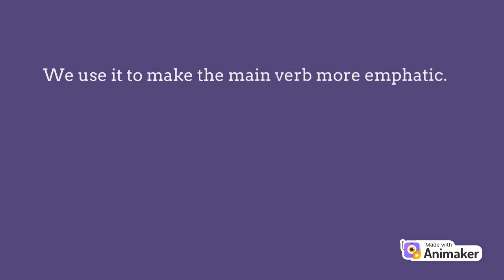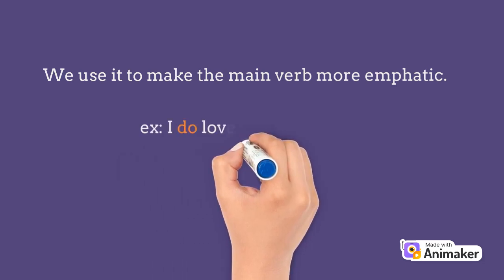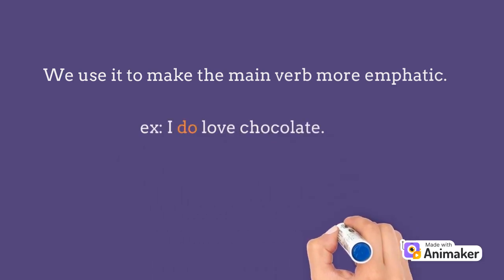For example, si me dit I love chocolate, phrase ça est neutre, this is neutral. Mais si me mettre plus emphase, on capable dire I do love chocolate. Do is just an auxiliary. The main verb is love.